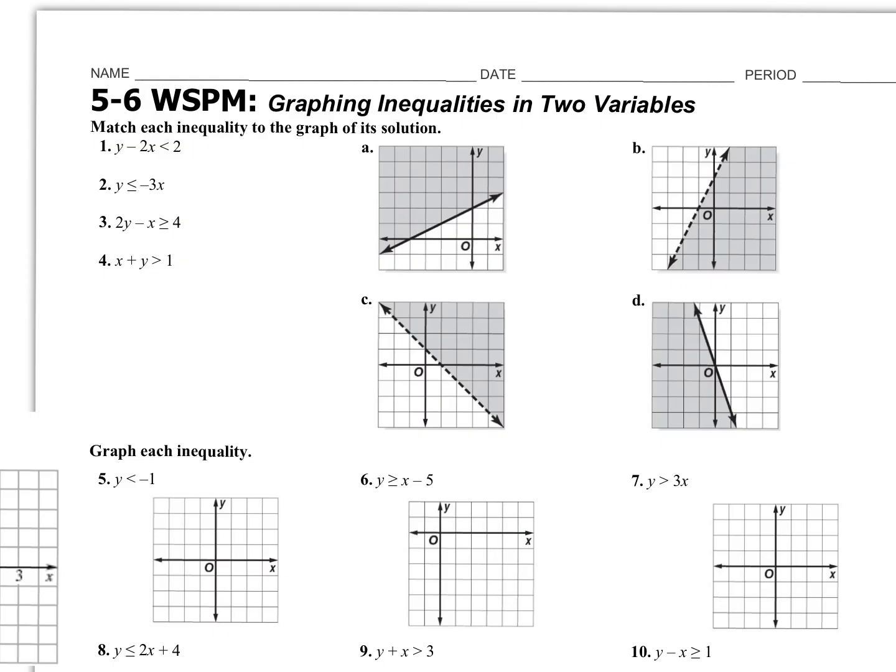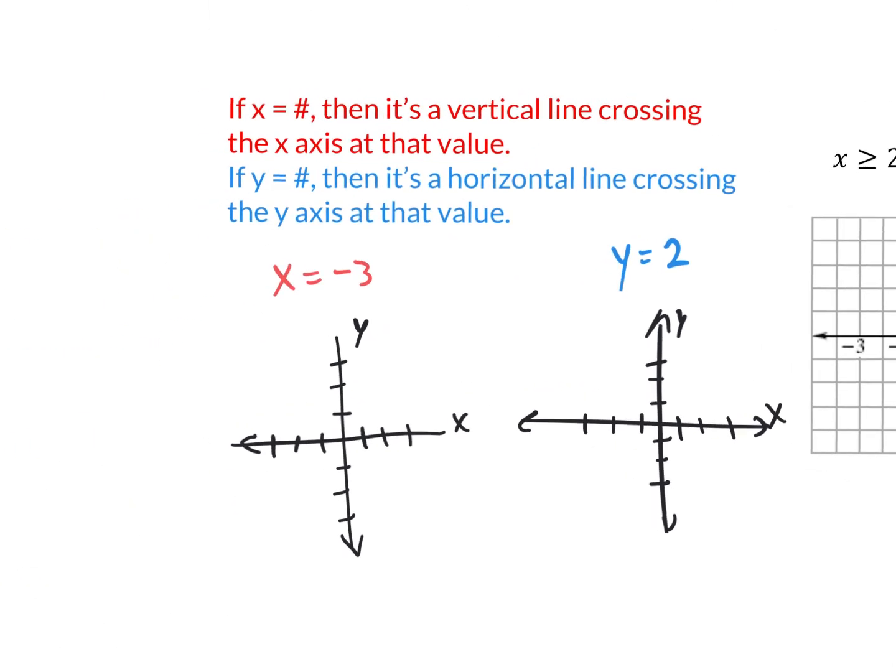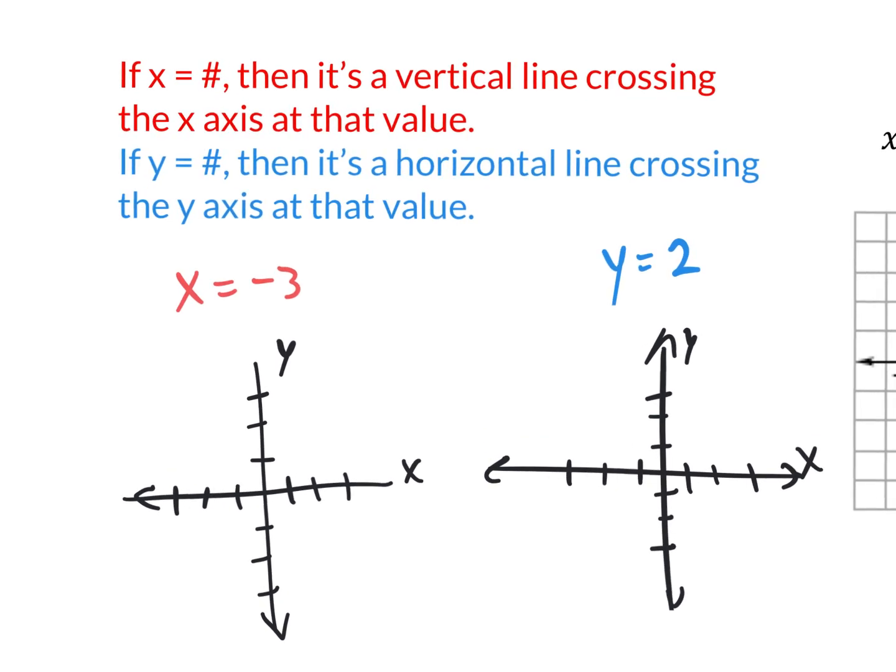Now, there's only one other situation that may be confusing. Check it out. You don't have this on your paper, but just pay attention right here. If you have x equals a number, I hope we remember this from back when we graphed lines, then it's going to be a vertical line crossing the x-axis at that value. So for example, I have x equals -3. You go to your x-axis, you go to -3, and you put a dot right there, and then you draw a vertical line going right through that value. You guys remember that? Okay. And how about y equals 2? You go to the y-axis.